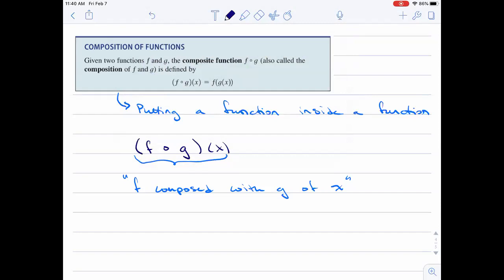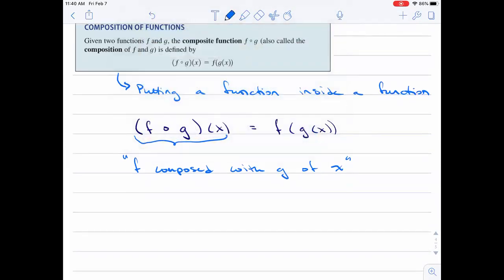Or sometimes I get lazy and I just read that open circle as f of g of x, because what we're doing is we say that we can rewrite this as f of g of x, right? Put g of x into f of x. So however you want to read these, it's fine. I actually like this way better. It makes more sense to me instead of saying f composed with g of x.